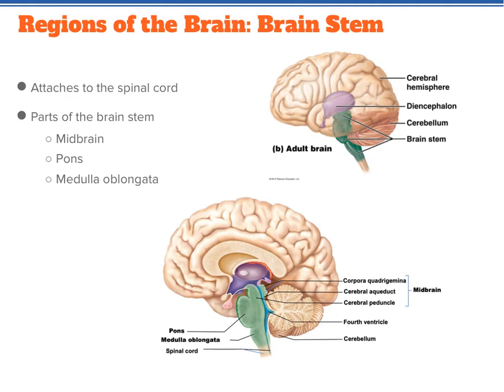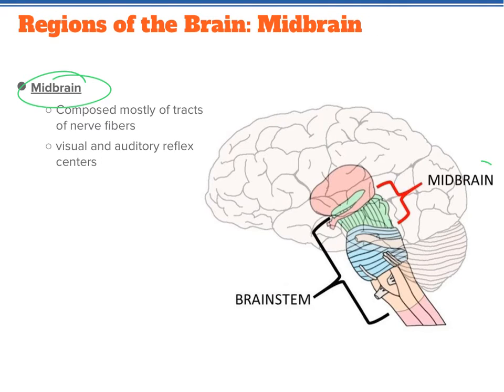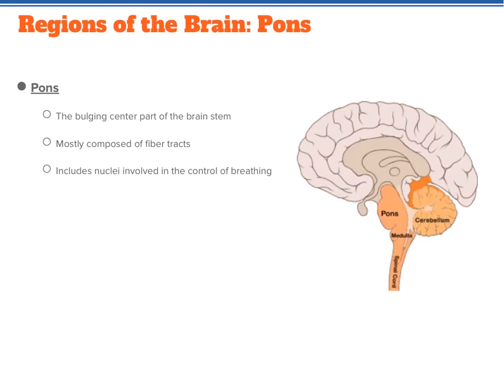Your brainstem is the part that connects to your spinal cord, and it has three major areas: your midbrain, your pons, and your medulla oblongata. The midbrain you see in the picture in green here is mostly just tracts of nerve fibers. It's connecting visual and auditory reflex centers, so it's really big on reflexes involving your eyes and your ears. Next, you see the pons. The pons is this bulging part that sticks out of the top of the brainstem. It is composed of a lot of fiber tracts. It also includes very specialized cells that help control our breathing.